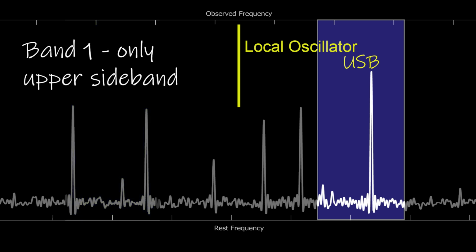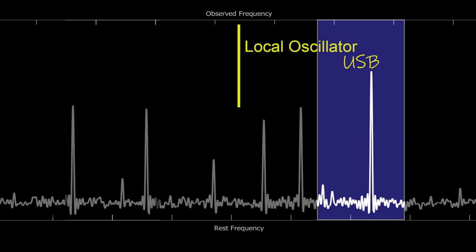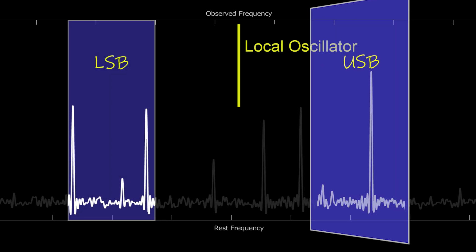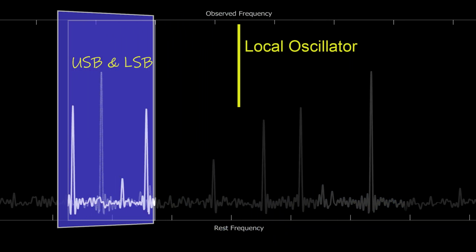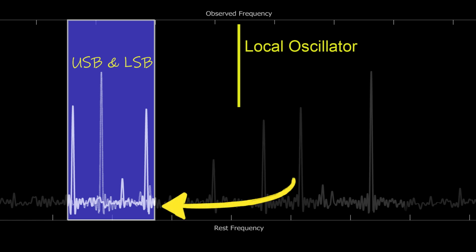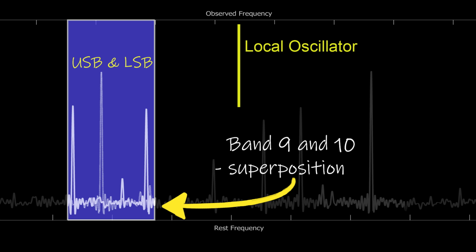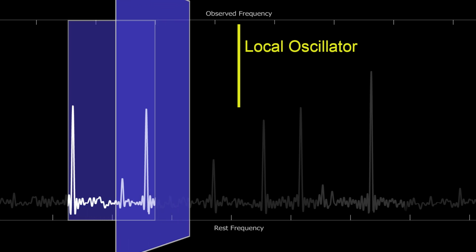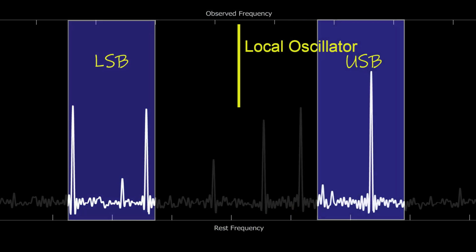ALMA's Band 1 receiver, for example, only uses the upper sideband. Also, sometimes the upper and lower sidebands are both available, but are superimposed on each other and only separated later on. This is the case for the Band 9 and 10 receivers. It is important to be aware of these special cases when planning your observing setup.